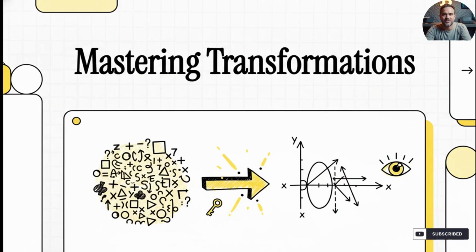Today, we're going to crack a secret code. Seriously. It's a language that's hidden in plain sight, and once you learn it, you can look at a jumble of math symbols and instantly see a shape in your mind. This isn't just another math lesson. It's about unlocking a kind of visual superpower. So, let's get into it.